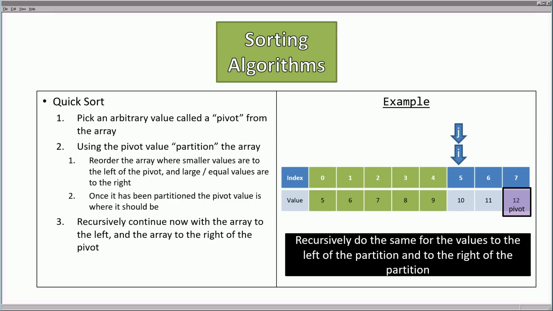Now, once we have done all of that, we recursively go back and finally get to the right-hand side of this array that was initially found from our first step when we partitioned it. Now we focus on the right-hand side.